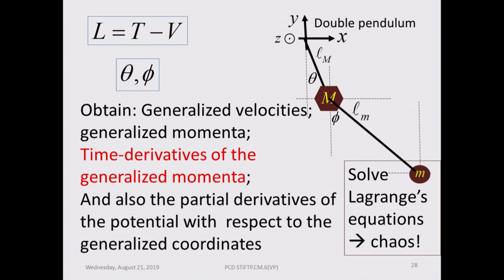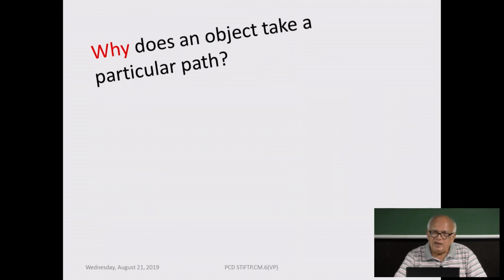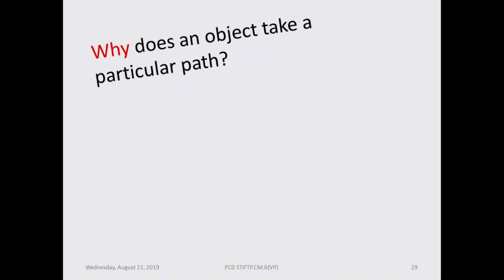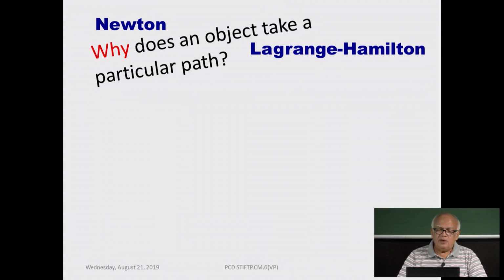So once you can solve the Lagrange's equations, the solution can become chaotic depending on the initial conditions. So this will be our subject for discussion in the next unit. What we are trying to answer is this question, not really this question, but this is often how it is posed, which is not how it should be posed: why does an object take a particular path? You try to answer this question using different methods, Newton's method, Lagrange-Hamilton method, right.